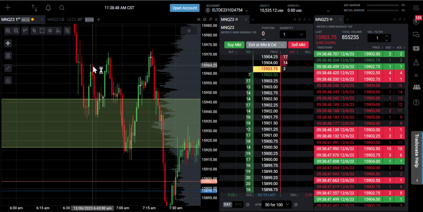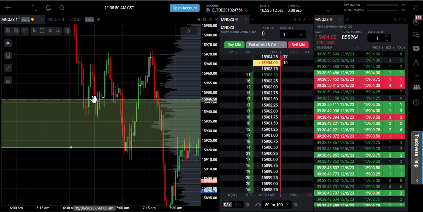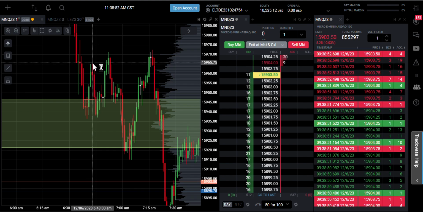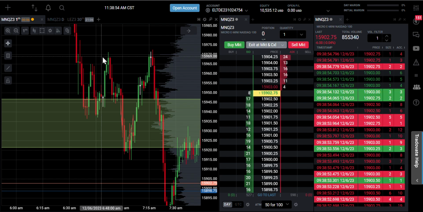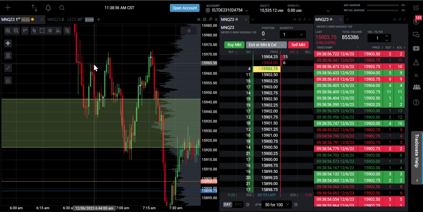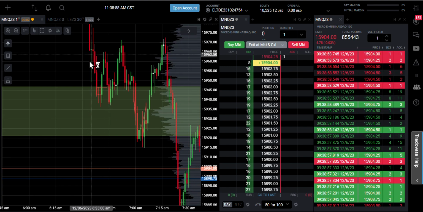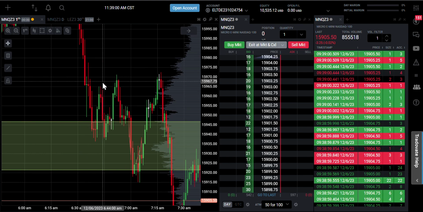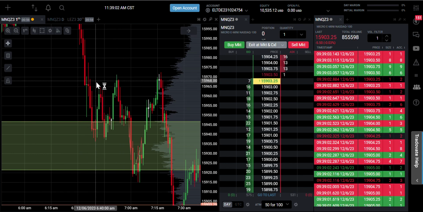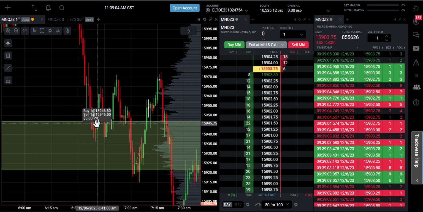I had a roughly, I don't know, 20-point move in my favor that wasn't able to hit the full layup of 25 points. So I ended up taking a scratch here.